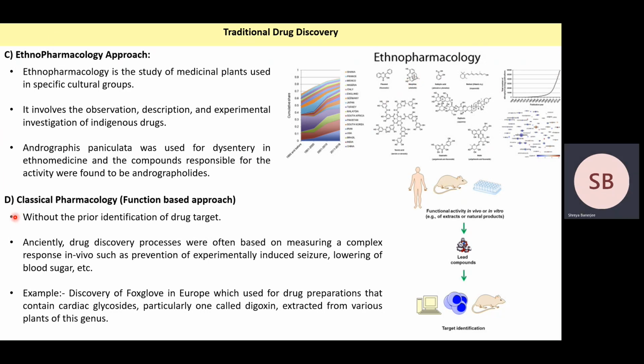The fourth kind of traditional drug discovery is called classical pharmacology or the function-based approach. The principle of this is that there is no prior identification of a drug target.